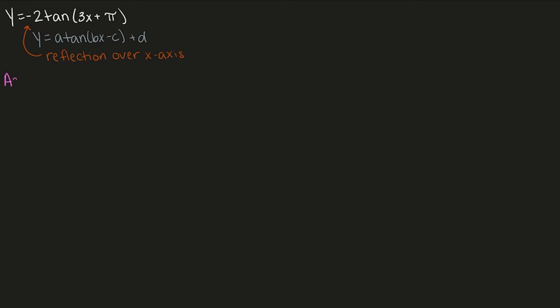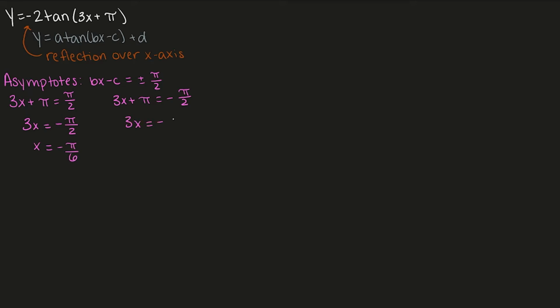Our asymptotes are bx minus c equals plus or minus pi over 2. So 3x plus pi equals pi over 2, and 3x plus pi equals negative pi over 2. Solving those gives us x equals negative pi over 6 and x equals negative pi over 2.